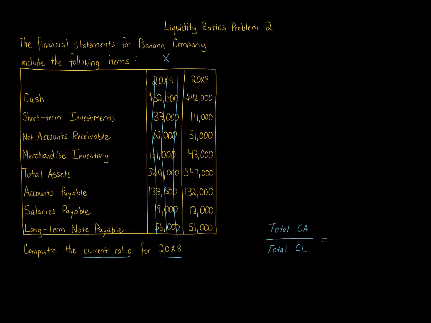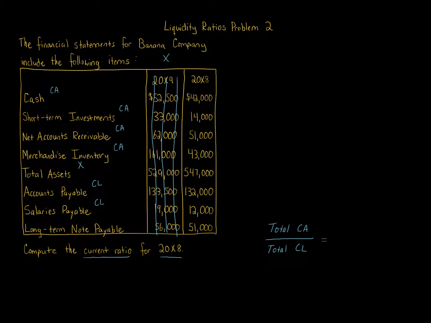So we just crossed out 20x9. Let's go through all these items and determine which are current assets, which are current liabilities, and which we can ignore. Cash, current asset. Short-term investments, current asset. Remember, current assets are assets that will be around for a year or less. Net accounts receivable, current asset. Merchandise inventory, current asset. Total assets, that's not a current asset because you could have property, plant, and equipment in there. Accounts payable, that's a current liability. Those are liabilities due within one year or less.